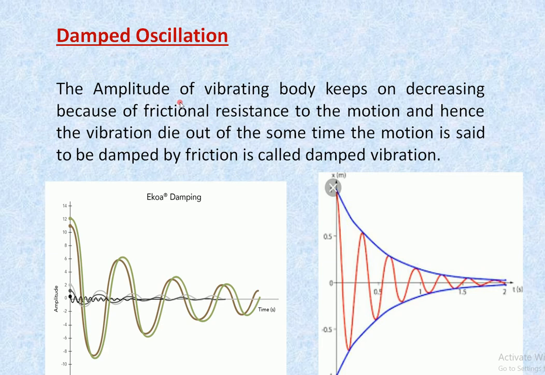The amplitude of a vibrating body keeps on decreasing because of the frictional resistance to the motion, and hence the vibrations die out after some time. A motion which is said to be damped by friction is known as damped vibration. So in case of damped vibration, the amplitude of the vibrating body decreases to 0.